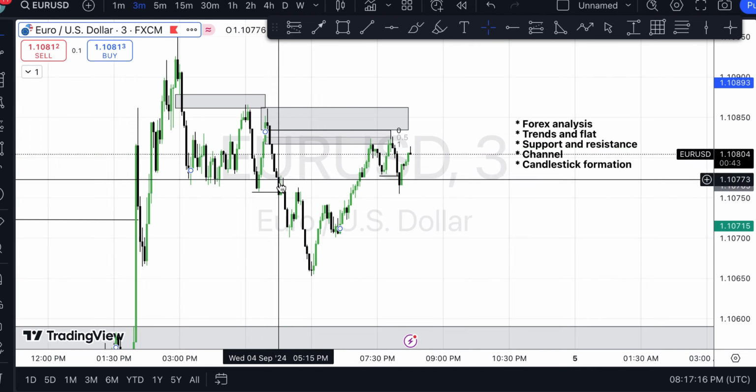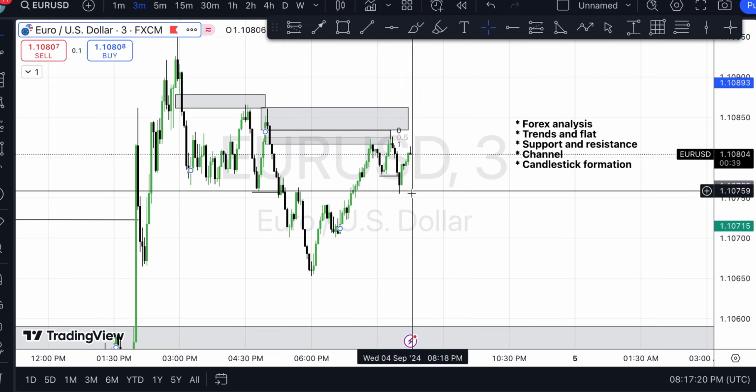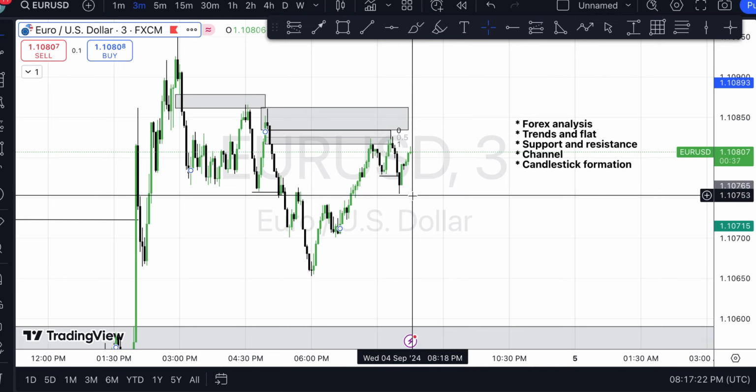Third on the list, we have chart patterns. Recognizable patterns like head and shoulders, double top, and triangle can indicate potential future price movements.